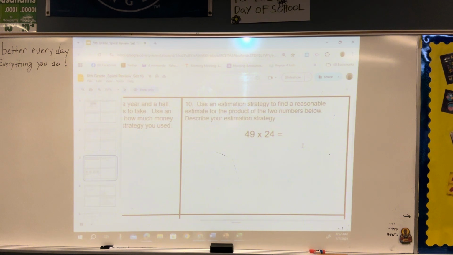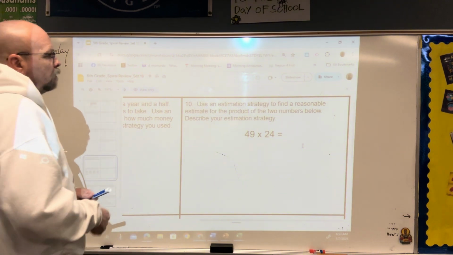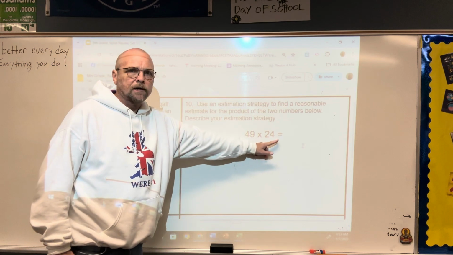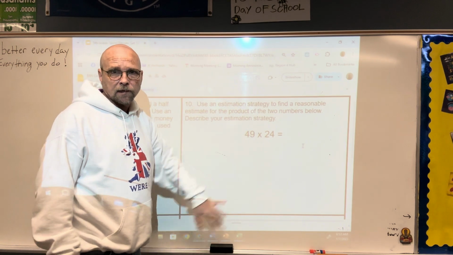Spiral Review 18, problem number 10. Use an estimation strategy to find a reasonable estimate for the product of these two numbers below. Describe your estimation strategy. All right, so here's my equation. It's an equation because it has an equal sign. If it didn't have an equal sign, it'd be an expression.